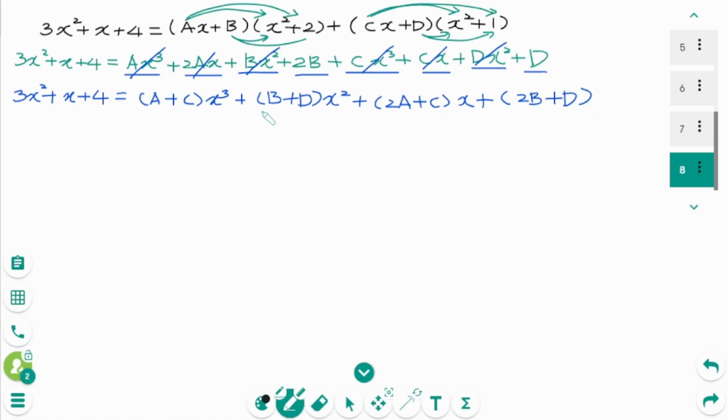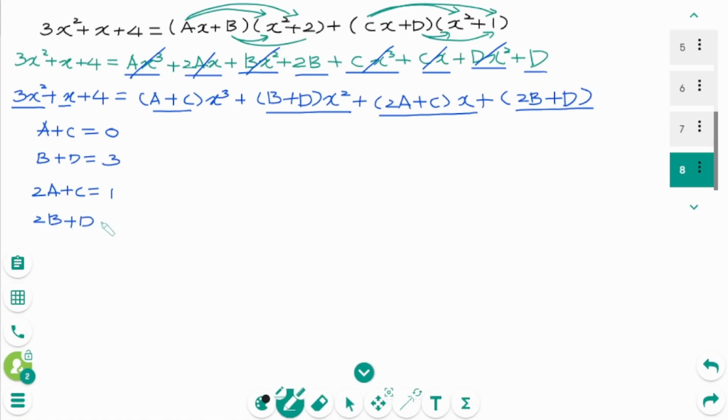We equate coefficients, we get the system. There is no x cubed term on the left hand side, so a plus c is 0. Then b plus d is 3. Then 2a plus c is 1. 2b plus d is 4.